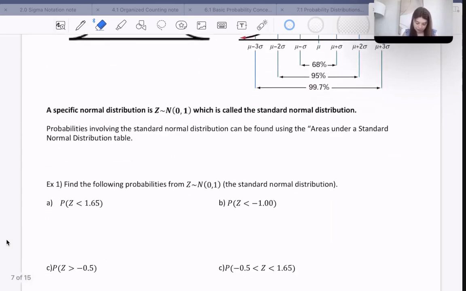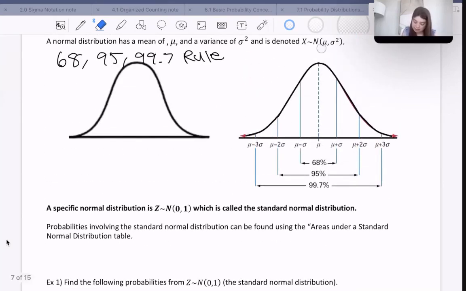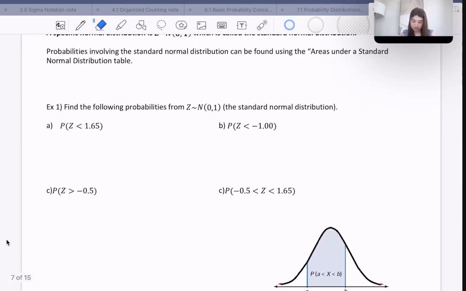Okay. So here it says a specific normal distribution where we have Z and then little squiggly N, 0 comma 1, is called the standard normal distribution. So what does that mean? That means if the mean is 0 and the variance is 1, then that's the standard normal distribution. And probabilities involving the standard normal distribution can be found using the areas under a standard normal distribution table. Okay, so let's actually head to that.